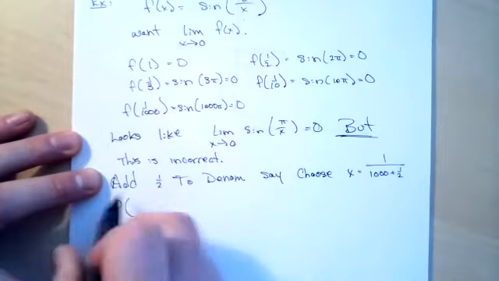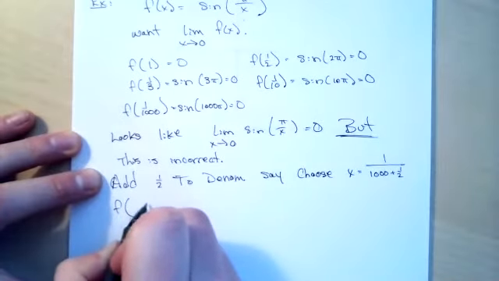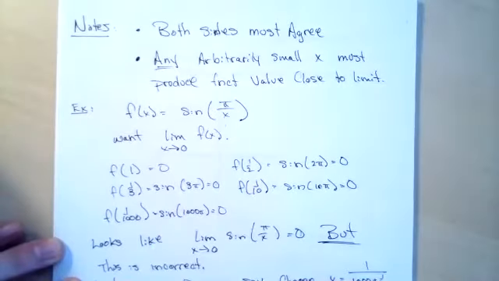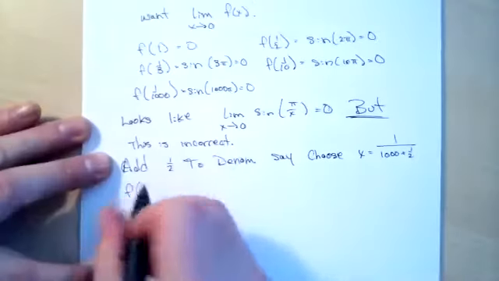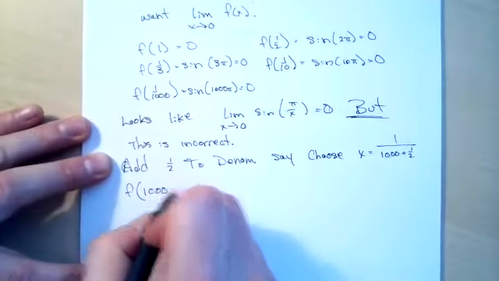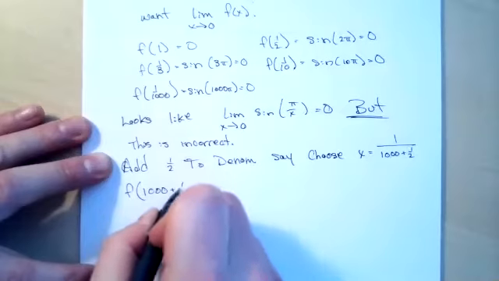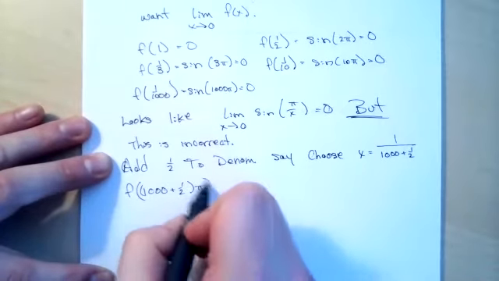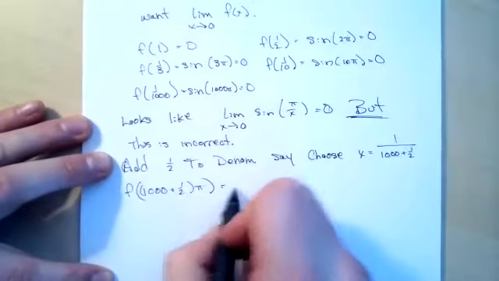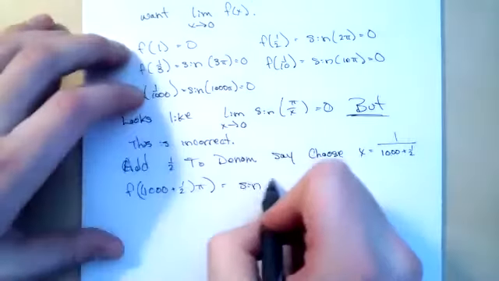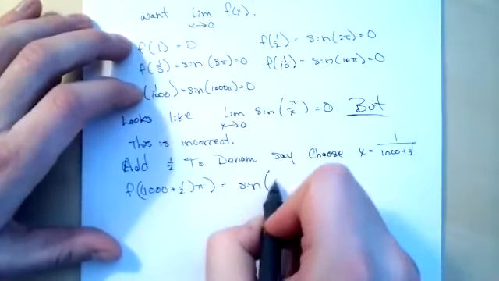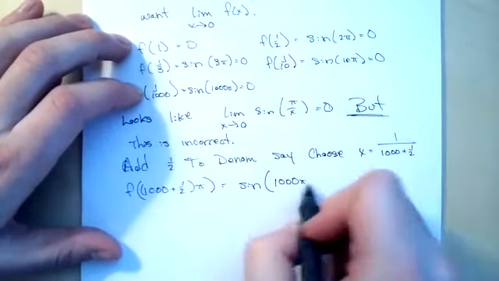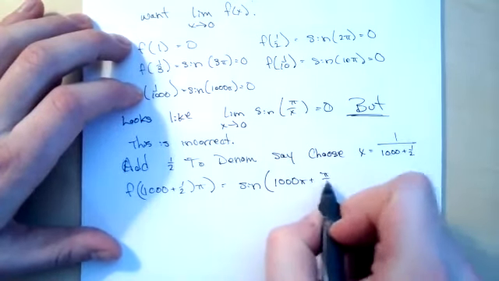We're going to have f of, so pi over x, we'll take the reciprocal of this when we evaluate it. It will be 1000.5, or 1000 plus 1/2, times pi, which will be sine of 1000 pi plus pi over 2.